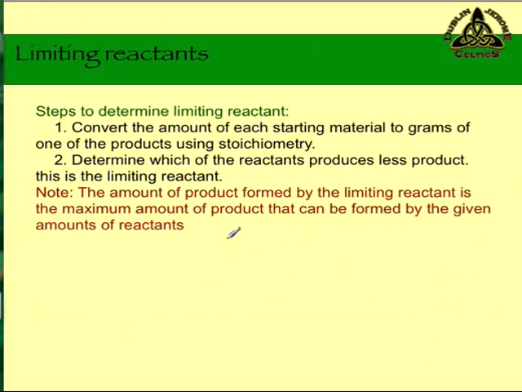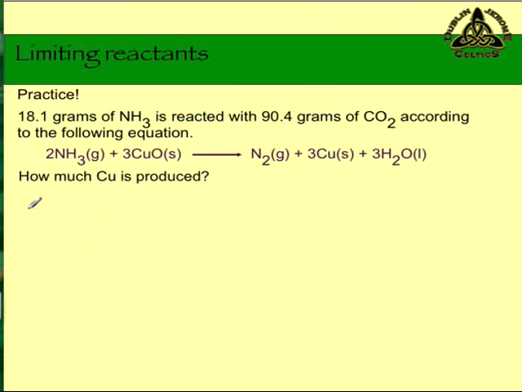The amount of product formed by the limiting reactant is the maximum amount of product you can form from the given amount of reactants. You could technically form less, and most reactions actually do form less than what you calculate you should create, but that is the maximum that will be produced. To reinforce this concept, we're going to do a practice problem where we convert an amount of our starting material to an amount of product.